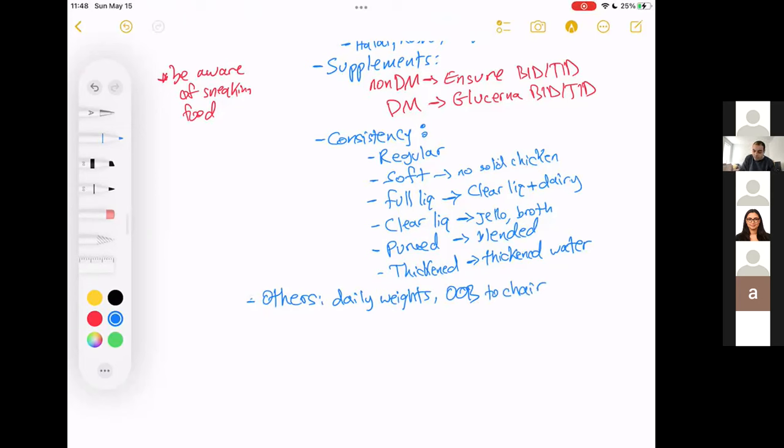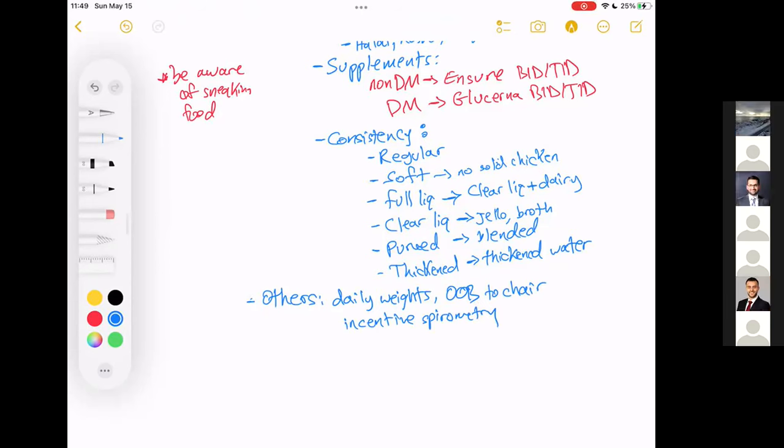Incentive spirometry is also another order, okay? So these things you should know.